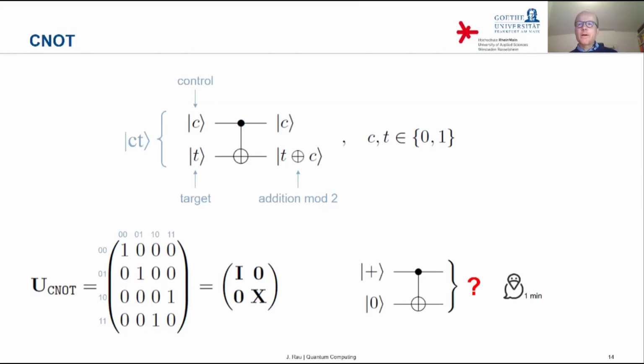Now here comes a question for you, and maybe you want to think about this for a minute. I'll take a little break and you think about this for yourself. When you input into this C-NOT gate not a combination of basis states, but the control qubit is in the plus state and the target qubit is in the basis state 0, what is the output?